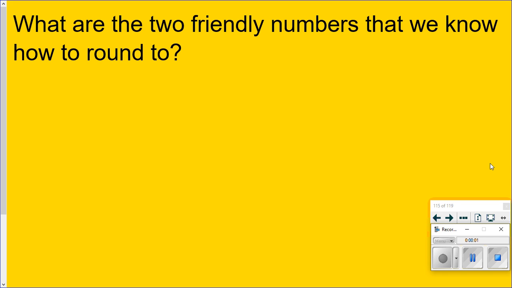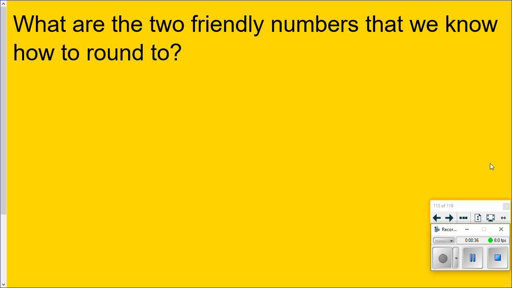We've talked a lot about rounding and estimating. Remember, rounding is being able to get to those friendly numbers, those close-to numbers. We're not trying to do exact numbers when we're rounding. Estimating can go to any friendly number that we want it to. And we've been talking about rounding, which is a little different in that we are talking specifically about going to two kinds of friendly numbers.